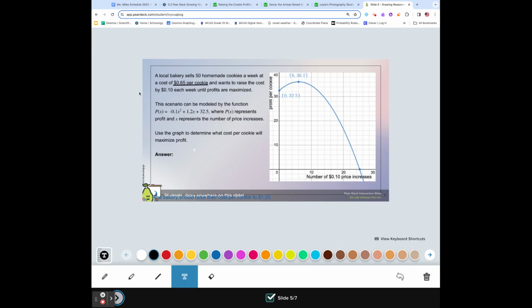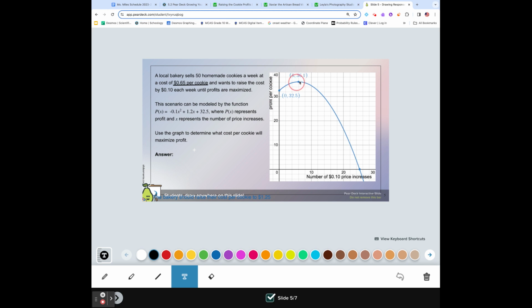All right, let's move on to number 5. A local bakery, now we're talking about a bakery, that's the business, sells 50 homemade cookies a week at a cost of 65 cents per cookie. They want to raise the cost by 10 cents each week until profits are maximized. So here's my x-axis, the number of 10-cent price increases. My y-axis, the profit per cookie.